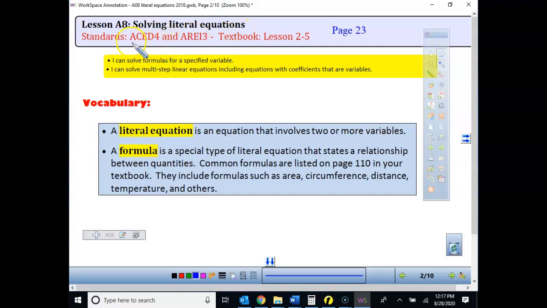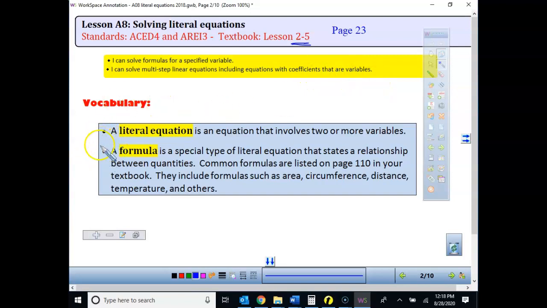This is Mrs. Thompson. The standards are listed here, and in your textbook this would be section 2.5. If we are looking at what you should be able to do in this lesson, I can solve formulas for a specified variable, and I can solve multi-step linear equations, including equations with coefficients that are variables.